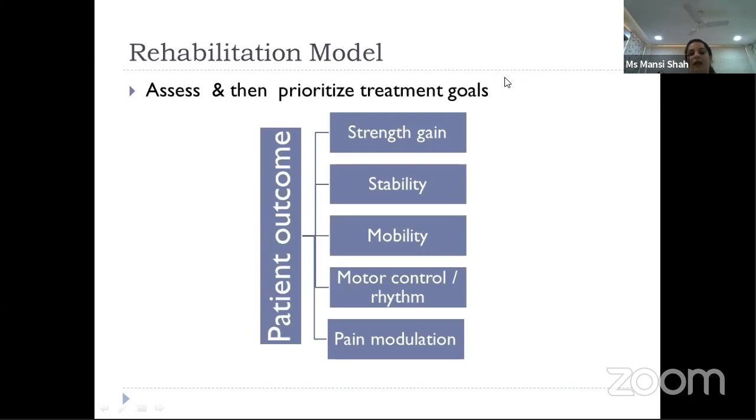The rehabilitation model is often patient outcome centric. It is dependent on several factors like strength gain, which is both at local level and at core muscle strength, stability, mobility, motor control and rhythm, and pain modulation. Generically, strength training exercises are a continuum of motor control.